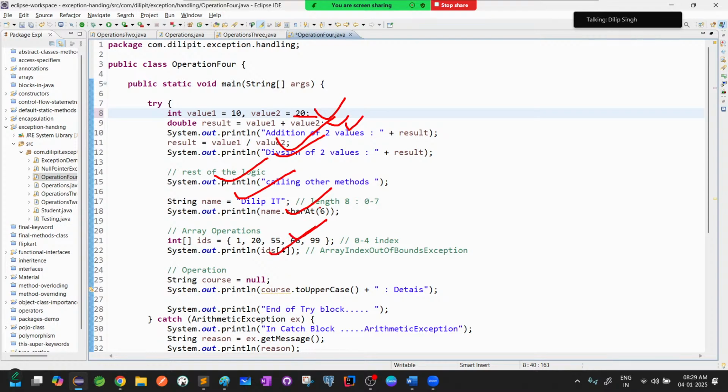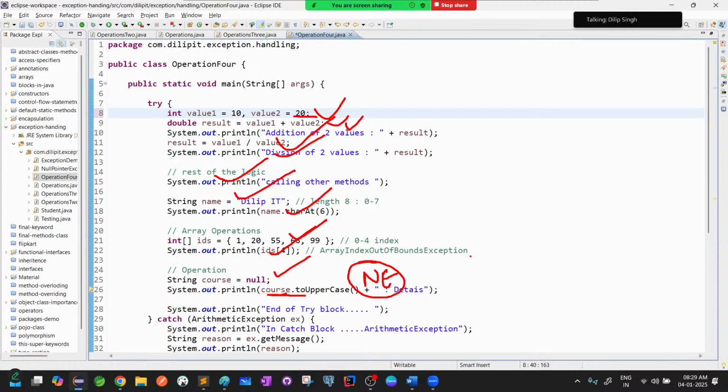This is also good because it is within the range you are given. And here null, and null, on top of null you are doing some operation. What will happen? In this case, at line number 26, you are getting an exception called null pointer exception.